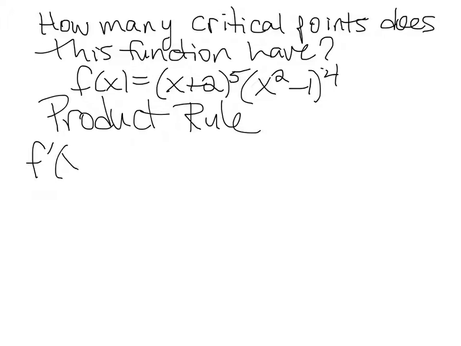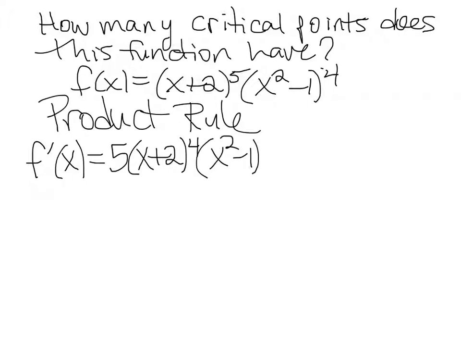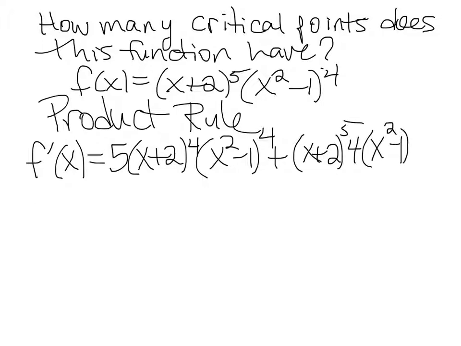So here we go. f'(x) is equal to, differentiate the first factor, 5(x + 2)^4, leave the second factor the same, (x^2 - 1)^4, plus, leave the first one the same, (x + 2)^5, and differentiate the second one, 4(x^2 - 1)^3, chain rule, times a 2x.